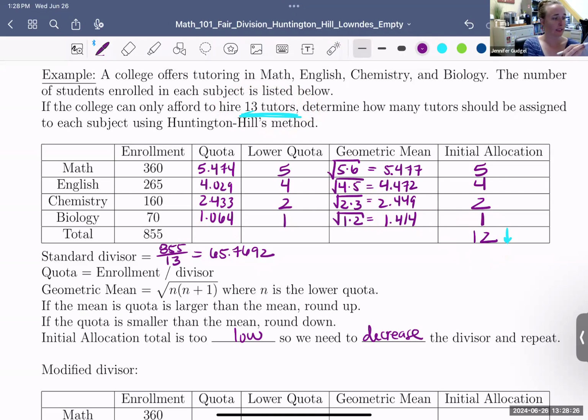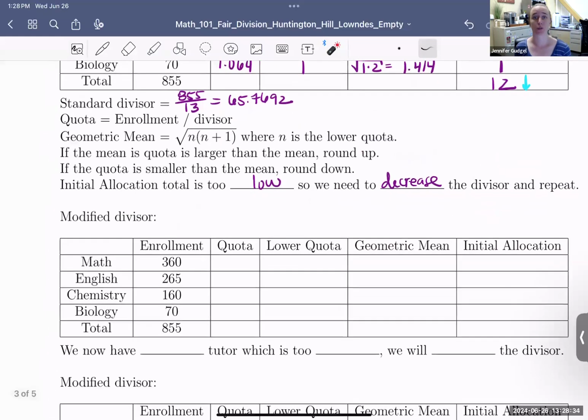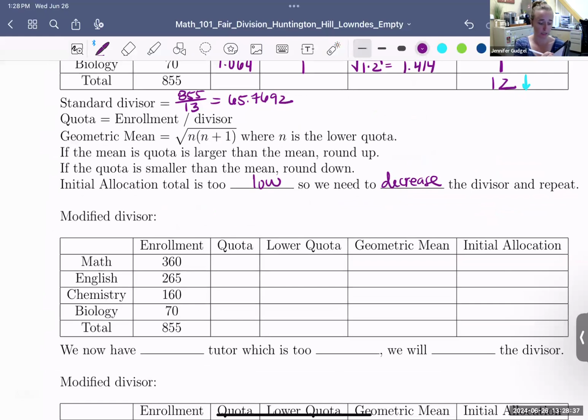We're going to take that 65.76 and we're going to decrease it to something. A lot of the time, I will lower to the next whole number. So I'm going to try just 65. That's going to be my new divisor. Okay, I'm going to decrease to 65 to try it.